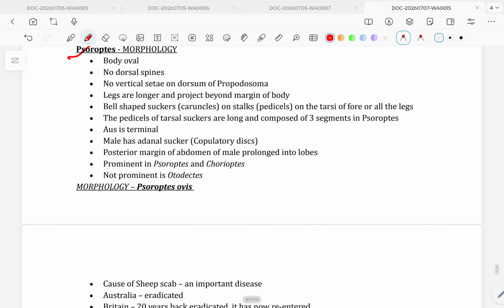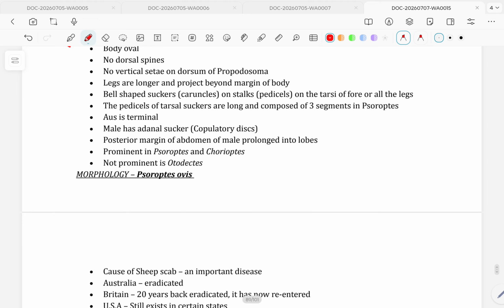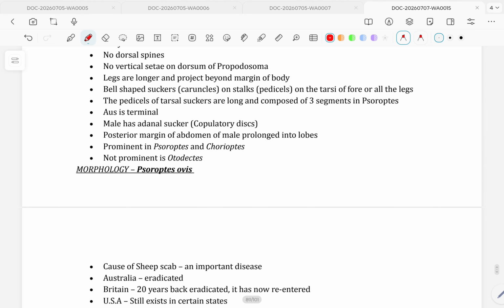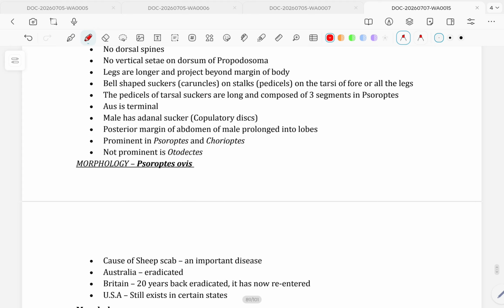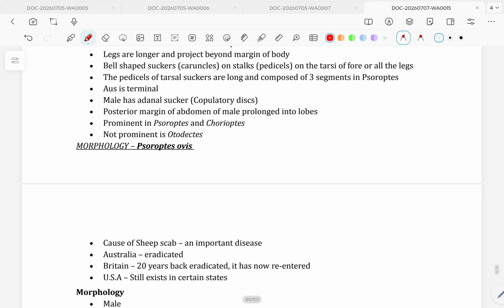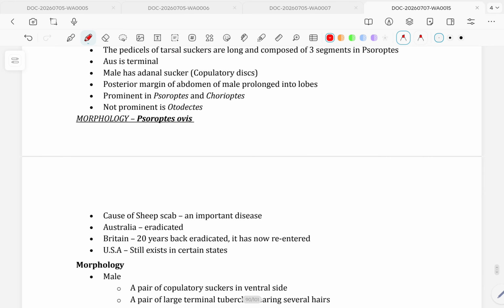In the male, there is an adanal sucker and copulatory disc, and the posterior margin of the abdomen of the male is prolonged into lobes. Prominent in Psoroptes and Chorioptes, not prominent in Otodectes.